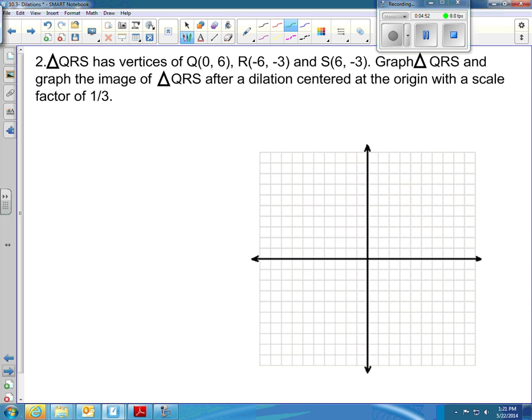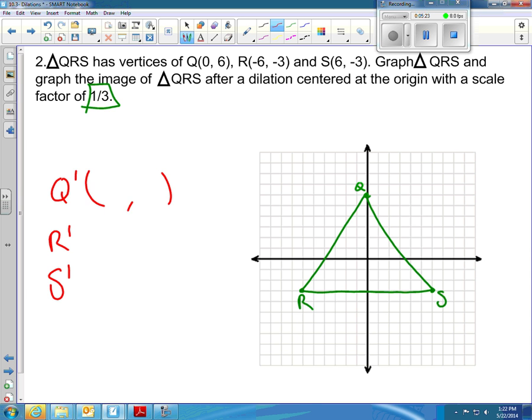Okay, back side of the notes, let's go ahead and pause, draw our triangles on our own, and we'll come back and do those new image points together. All right, here's our original shape, and now our scale factor is 1/3. So let's go ahead and grab our second color: Q prime, R prime, and S prime. All right, so multiplying by 1/3 is the same thing as dividing by 3. So let's go ahead and look at Q.